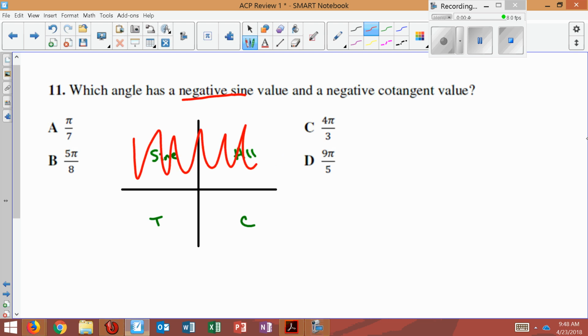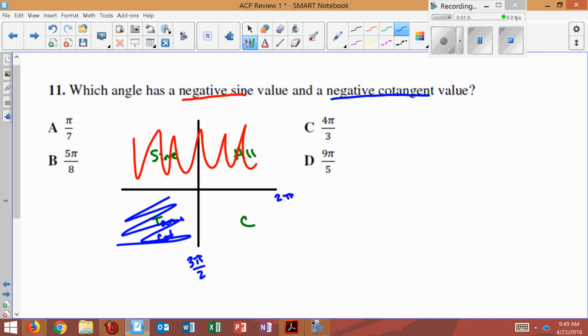And we also see here that we want a negative cotangent. Now, cotangent is positive here because tan is positive, and so this would also be cotangent. So if that's positive there, this quadrant's now out. So we have to have something in the fourth quadrant. That means it's got to be between 3 pi over 2 and 2 pi. Anything in between those two.